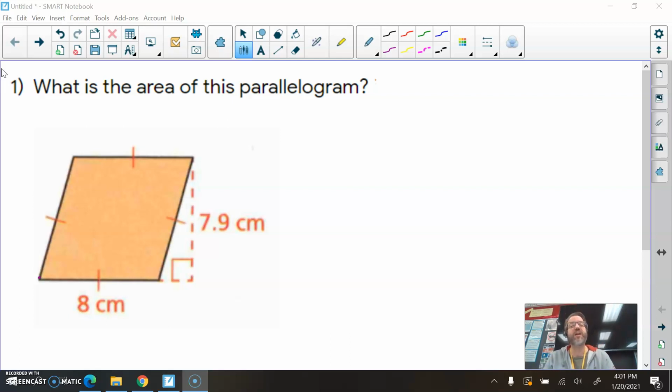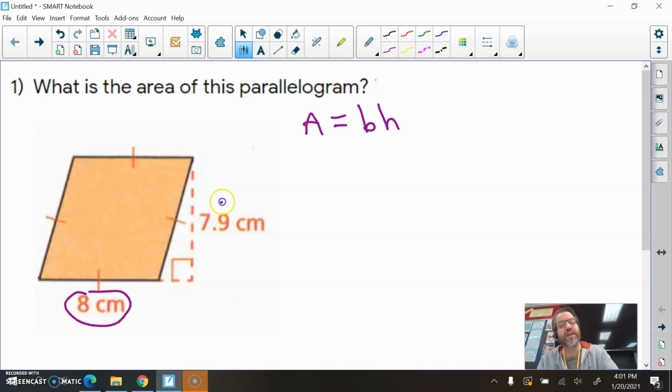Number 1, what is the area of this parallelogram? Well, we have a formula for area of parallelograms, and we always start by writing the formula down. So A equals BH. That means area equals base times height. The base is 8 centimeters, the height is 7.9 centimeters. So I'm going to rewrite the formula, only now I'm substituting in values.